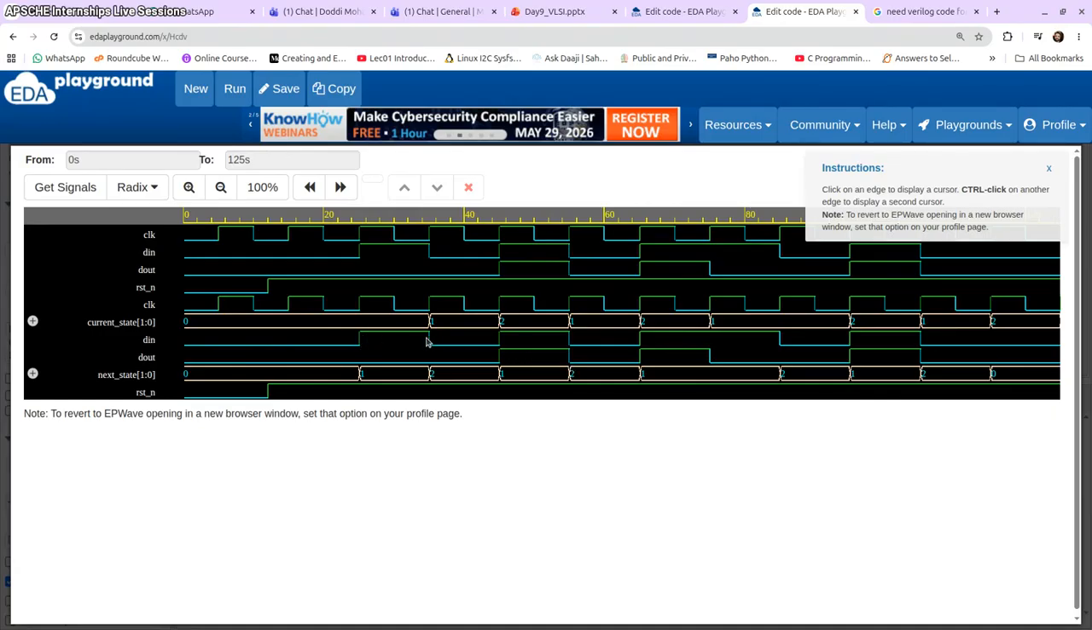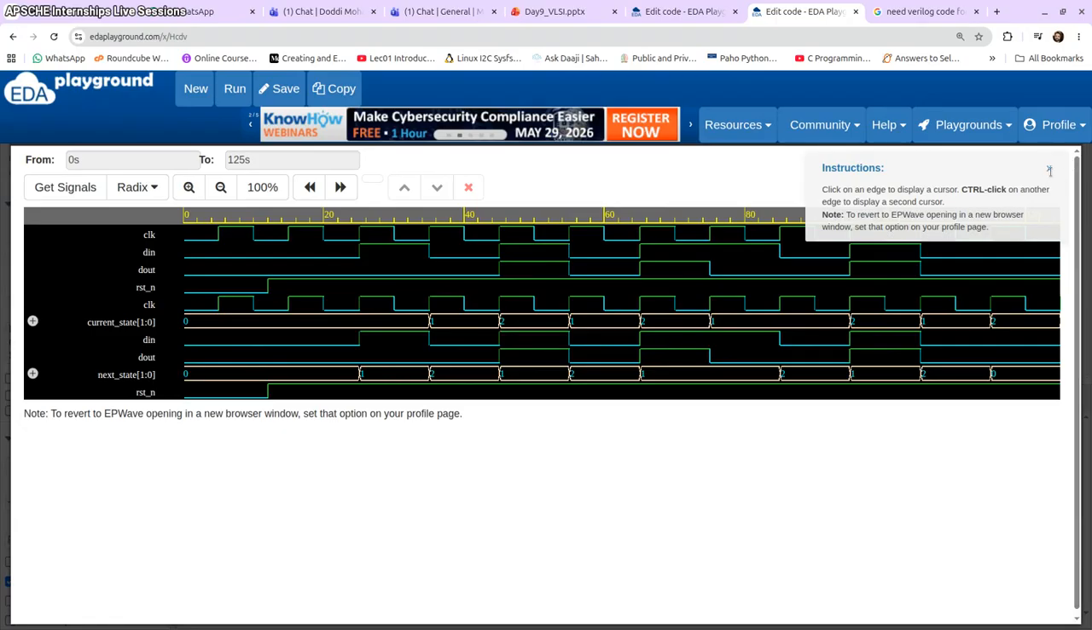Then what is the D input? We got it. 1 0 1, so we got that input. 1 0 1, we got the input as 1. Now 1 0 1, we got the output as 1. So it is easy to understand.